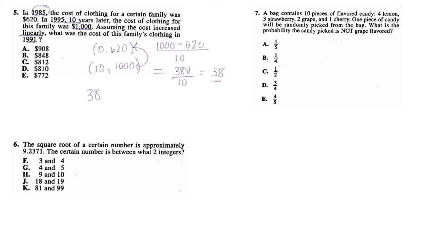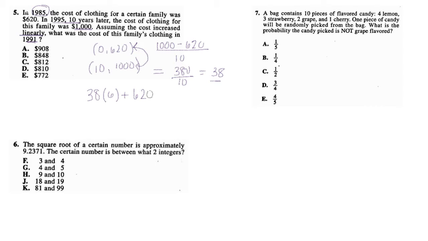And notice that I'm going to say, well, how much is it going to cost in 91? So in 91, how many more years is that? Well, from 1985 to 91, that's going to be 6 years. Plus, how much did it already cost, which was $620. And so let's see what that gives us.